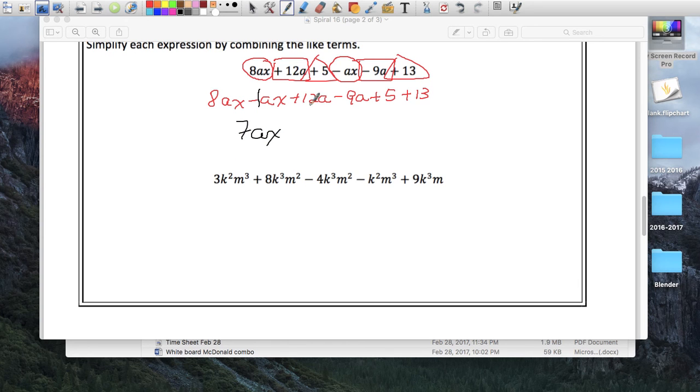And here is 12a minus 9a, which gives you plus 3a. And 5 plus 13 is simply 18. There's nothing else I can combine here, so this is my final answer.